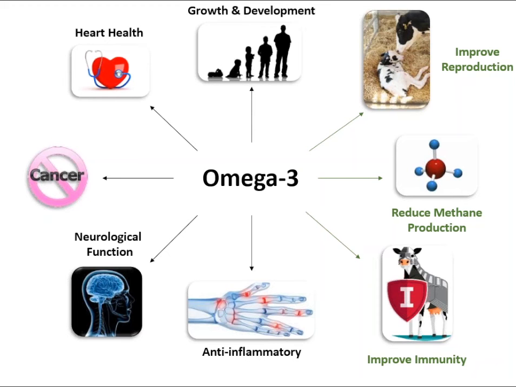They've been shown to improve reproduction and decrease pregnancy loss, as well as decrease time to conception. They've been shown to reduce methane production. In addition, 1% of omega-3 or polyunsaturated fatty acids has been shown to decrease methane production by 6%. So if you increase the amount of these fatty acids in the diet by 5 or 6%, you can get a very significant reduction in methane production. And they also improve dairy cow immunity.